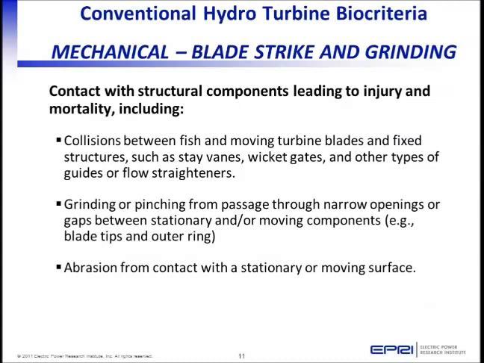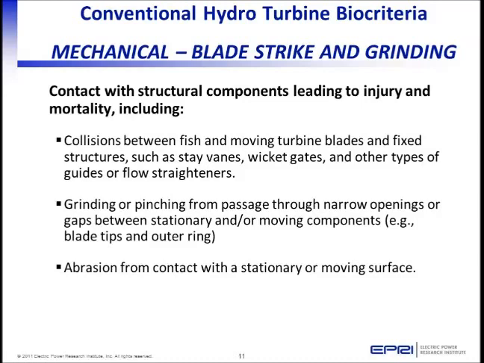Mechanical impacts, blade strike and grinding, are one of the major sources of injury in a conventional hydropower setting. That occurs with collisions between fish and the turbine blades and fixed structures, as I mentioned previously, stay vanes and wicket gates. Grinding or pinching between the blade and a hub or a housing is a possibility, as well as abrasion with contact from other stationary or moving surfaces.